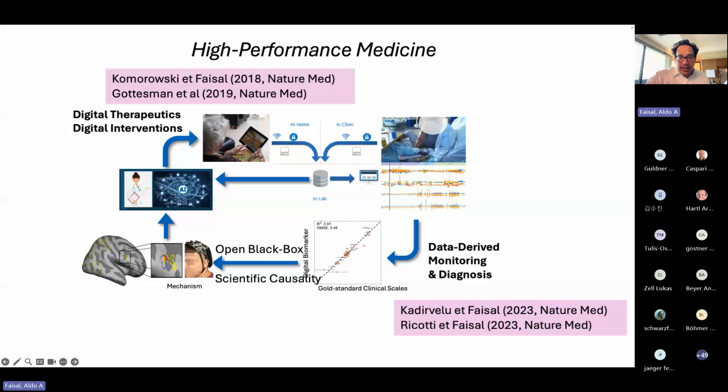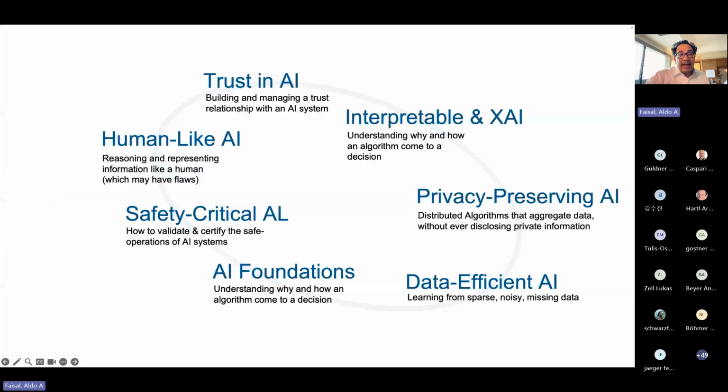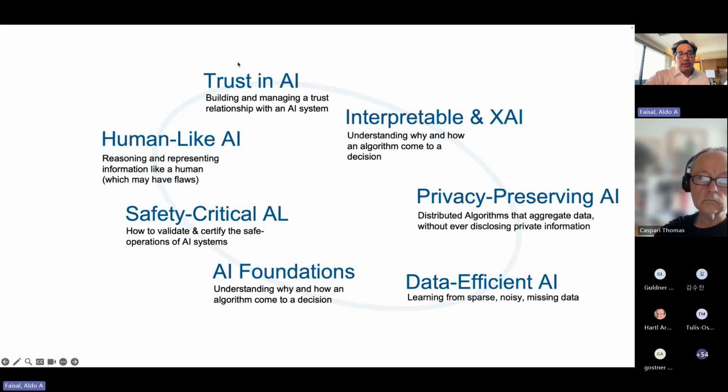So with that, I really want to come to an end. There's a lot more to talk about. When we're talking about AI in medicine, we need to talk about trust, interpretability, privacy, how we make it work in safety critical systems and in human-like systems.